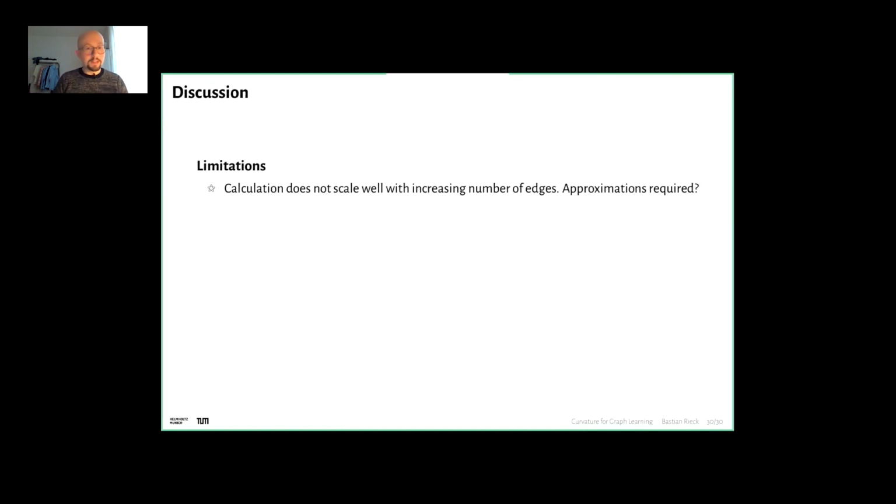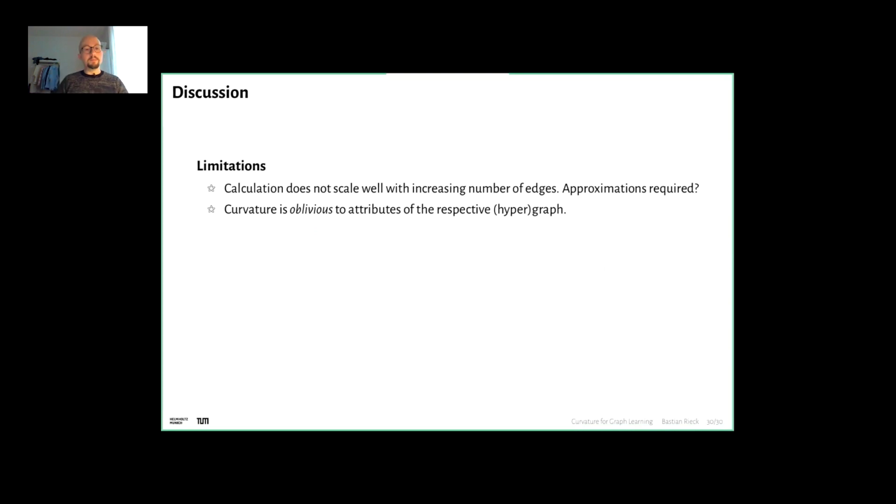Now, this brings me to the end. I want to start a discussion with you. First of all, I want to mention a couple of limitations in the last minutes that I have. One issue that we have with both hypergraph curvature and graph curvature is that the calculation does not necessarily scale well with the increasing number of edges, because you need to solve a lot of optimal transport problems. It's doable, it's not infeasible, I would say, but some smarter approximations, some smarter guesses, are definitely required here.